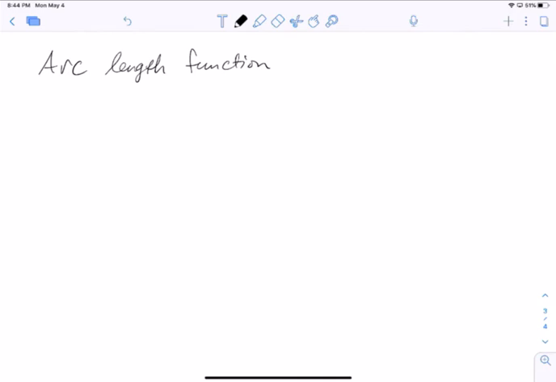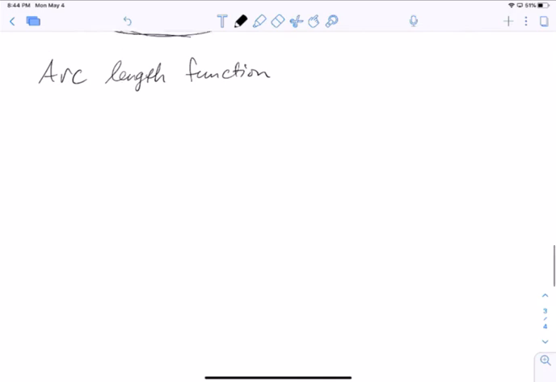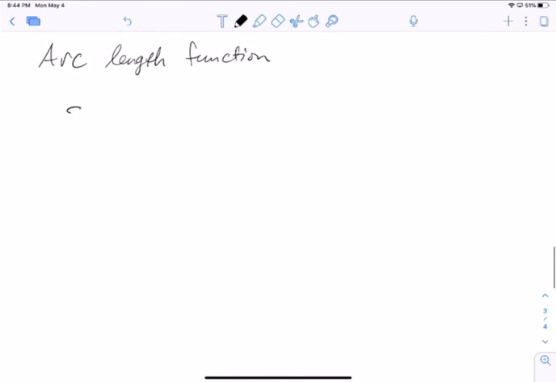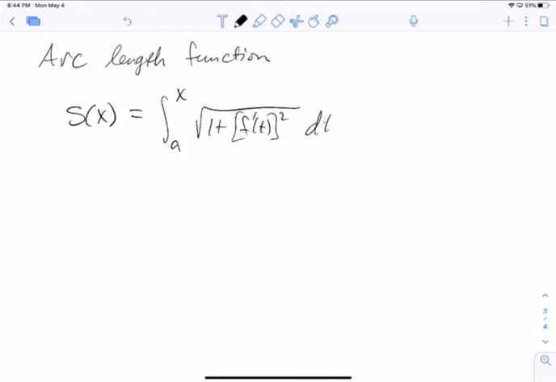Now we're going to take a look at the arc length function. The arc length function s as a function of x is equal to the integral from a to x of the square root of 1 plus f prime of t squared dt. Now let's talk about this a little bit.